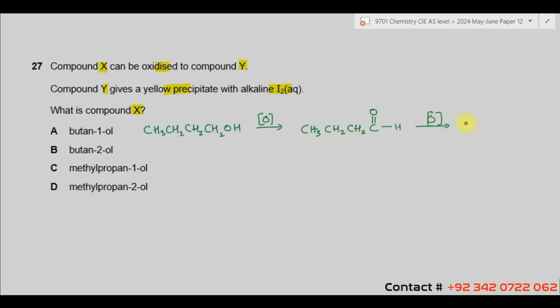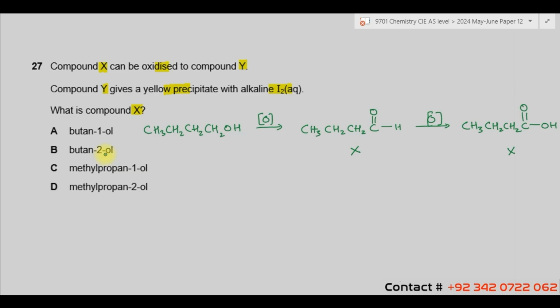So we have 4 carbon carboxylic acid. Alright, now it says that compound Y, which could be this one or this one, gives a yellow precipitate with alkaline aqueous iodine. So we have aldehyde. For aldehyde, there must be a CH3 group directly attached to C double bond O, which is not present. So it won't give a precipitate. Carboxylic acid does not give precipitate.